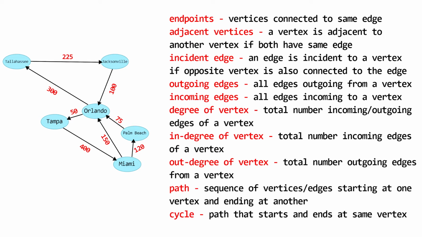The out degree is just the opposite. This is the total number of outgoing edges from a vertex. So Orlando has 2: one edge has 50, and another edge has 300.